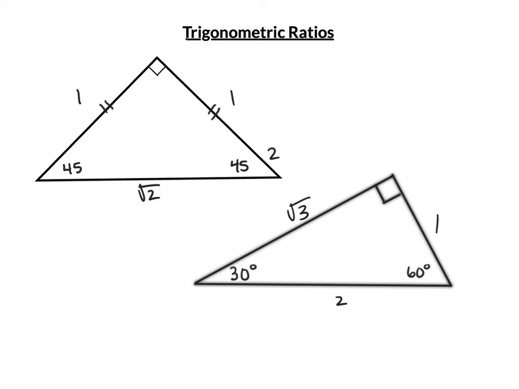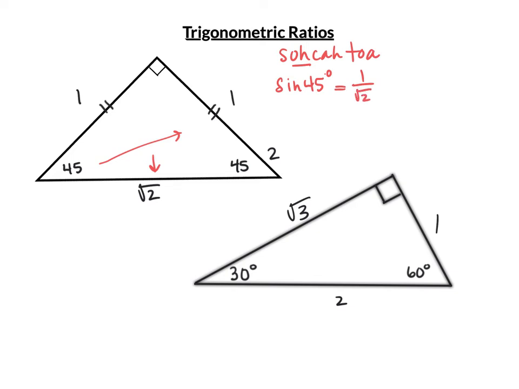As I said, you'll be asked to find exact values of sine, cosine, tangent of these angles. Let's find the sine of 45 degrees. We remember SOHCAHTOA. The sine of 45 degrees is opposite over hypotenuse. Opposite, which is 1, over hypotenuse, which is root 2.